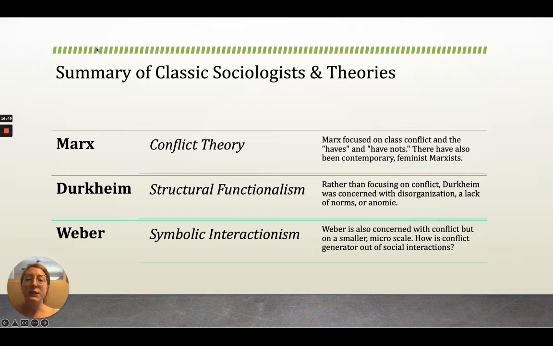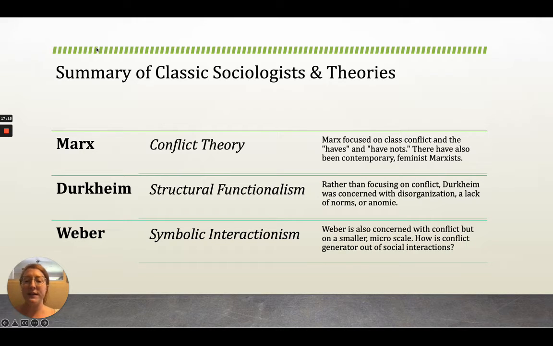All right, so as promised, here are Marx, Durkheim, and Weber, the theories that each theorist is associated with, and then a synopsis based off of the classical sociological theory experts of what these theorists did. So you got Marx and conflict theory. Marx was focused on class conflict and the haves and have-nots. There have also been contemporary feminist Marxists. So some things to point out.